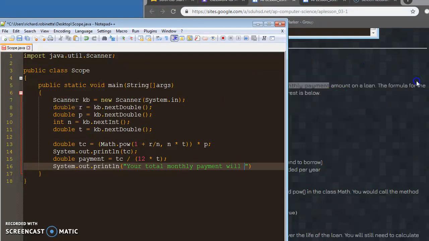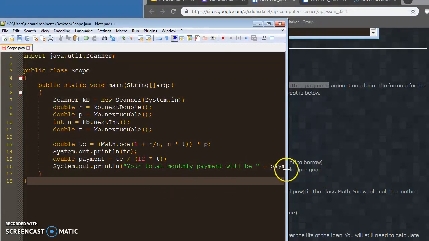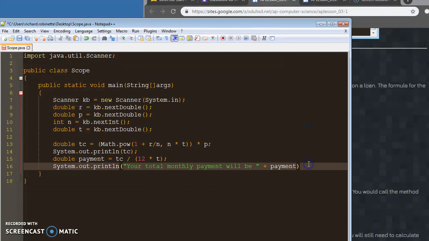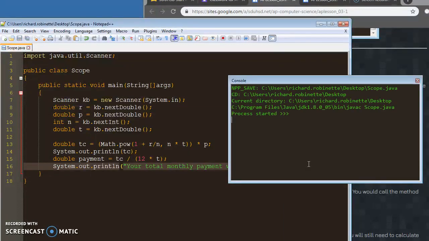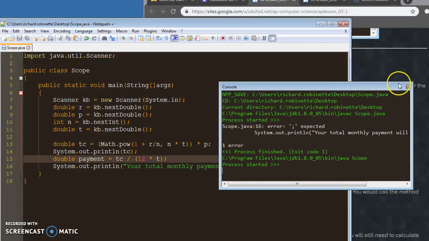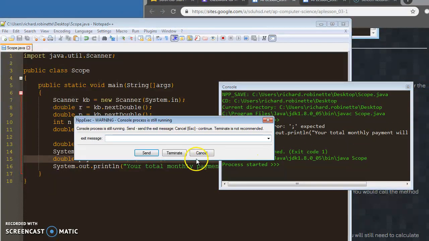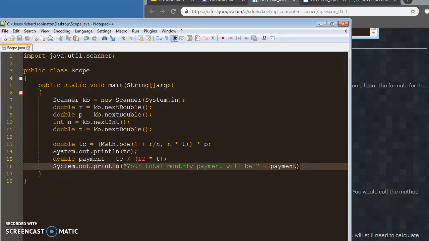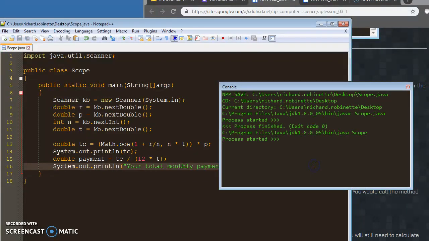And then it's just a simple matter of, let's close this down for a minute, payment. I think that works. Let's make sure I put everything in. All right, we're gonna run this. Why? Semicolons again. Do not forget your semicolons.